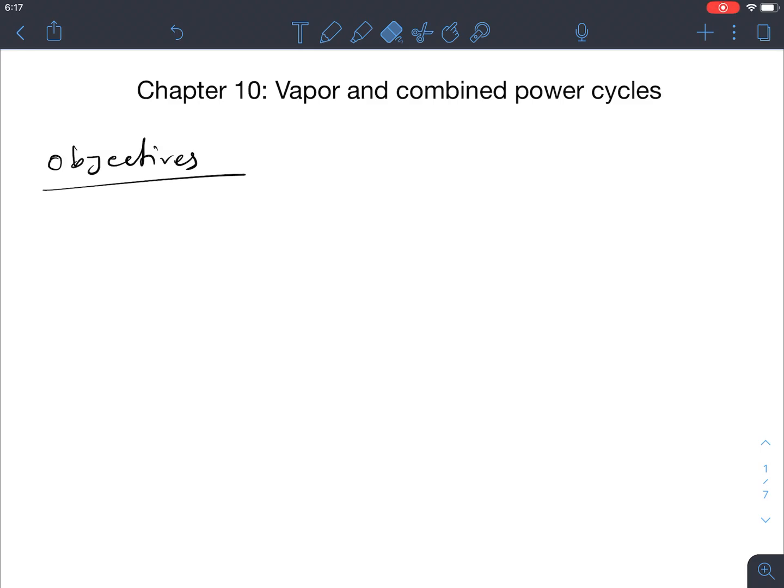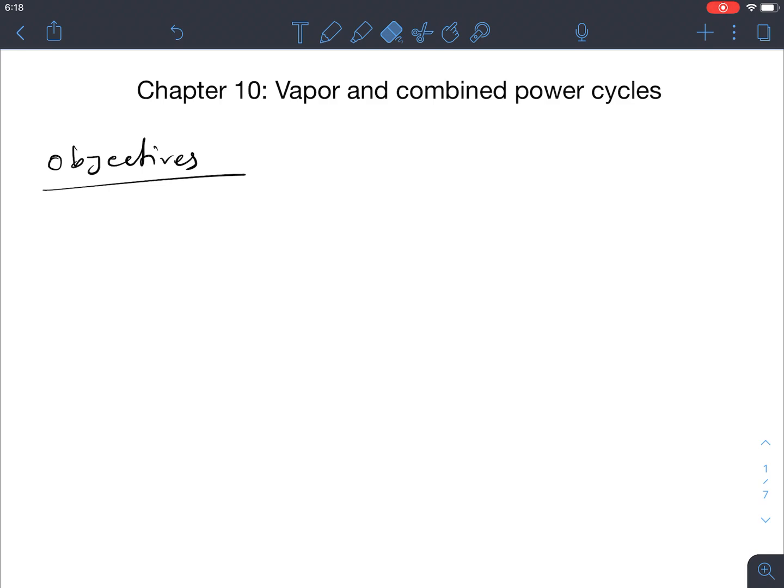Hello everyone. Today we are going to talk about chapter 10, vapor and combined power cycle. In chapter 9 we talked about the gas power cycle. The difference between the gas power cycle and the vapor power cycle is the working fluid. In the gas power cycle we used a single-phase gas. However, in the vapor power cycle we are going to use a vapor that has two phases. Sometimes it will be vaporized, sometimes it will be condensed, right?